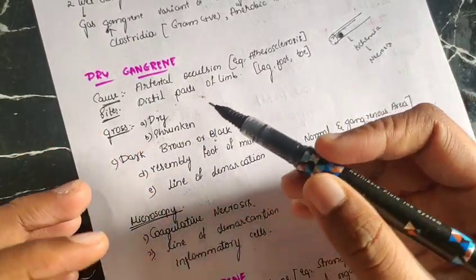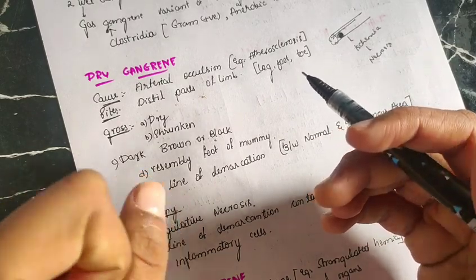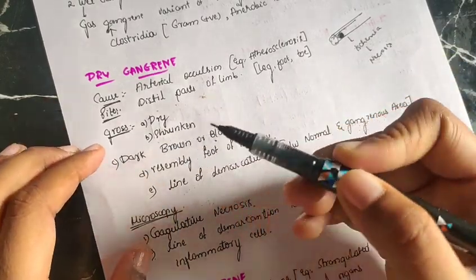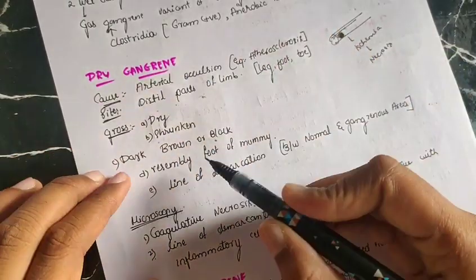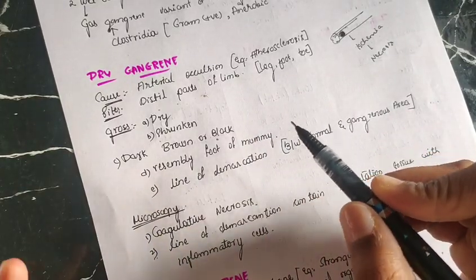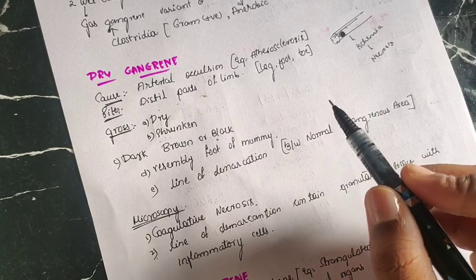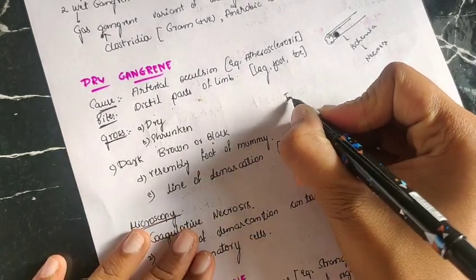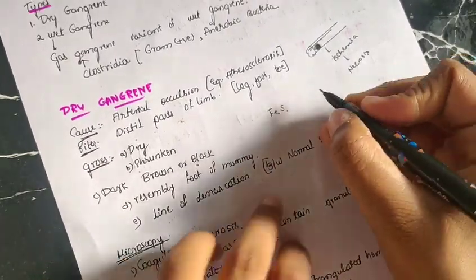Grossly you can see a dry and shrunken thing. You can see a dried thing. There is no wet thing, as the name says. This appears dark brown or black in color. This dark brown or black color is due to the formation of ferrous sulfate.